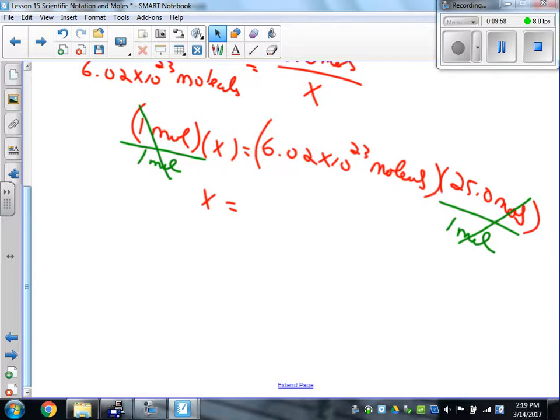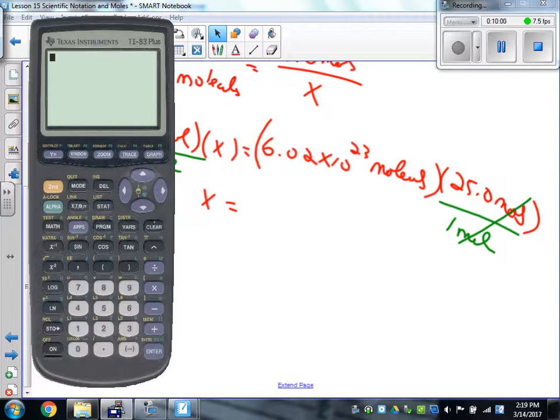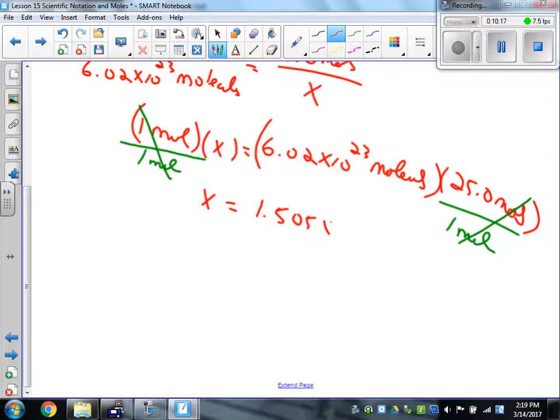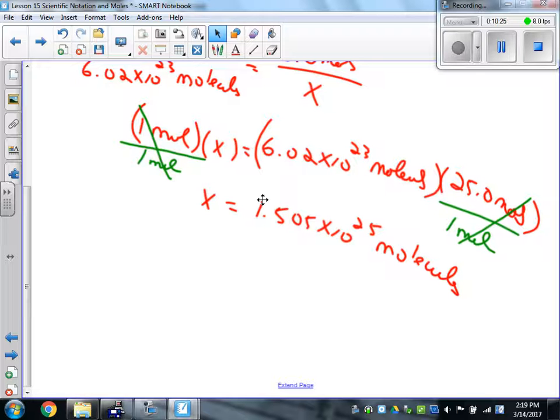So what's 6.02? Let me get my calculator. 6.02 times 10 to the 23 times 25. And I get 1.505 times 10 to the 25. 1.505 times 10 to the 25. And that would, of course, be molecules, right? That makes sense. Molecules is a really big number, right? If I have 25 times those, I should get a really big number, right? I should always have lots and lots of molecules or atoms or ions and not as much moles, right?